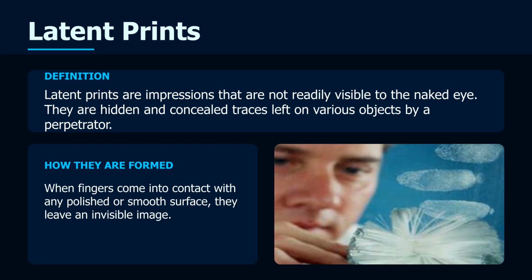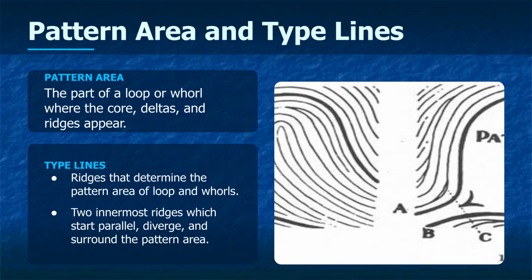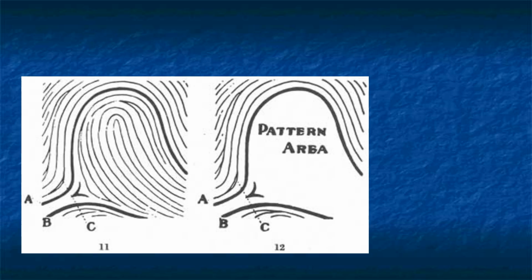Latent prints are invisible, hidden traces of sweat and oils left on polished or smooth surfaces, and they are not easily visible. The pattern area is where the core, deltas, and ridges appear. Type lines are the innermost ridges that define the pattern area of loops and whorls. This image visually demonstrates the pattern area, which is enclosed by the type lines.